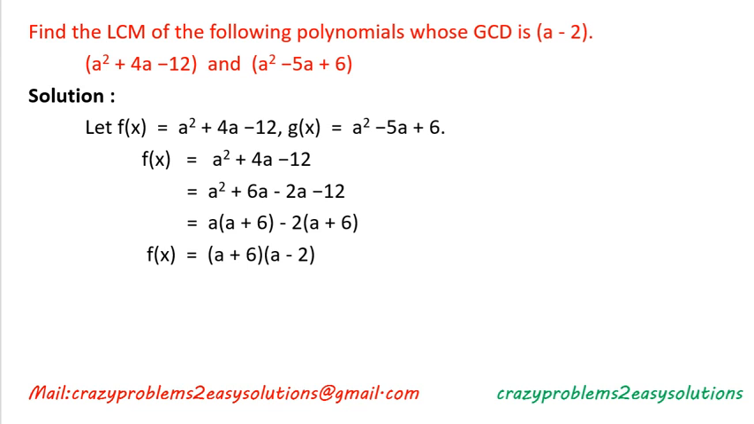Now, first take f of x, a square plus 4a minus 12. We have to do the factorization of this polynomial. If we multiply two numbers, we have to get the answer minus 12. Then if you add both numbers, you want to get plus 4a. Now 6 twos are 12, and 6 plus 2 is 8, but minus 12 is there.